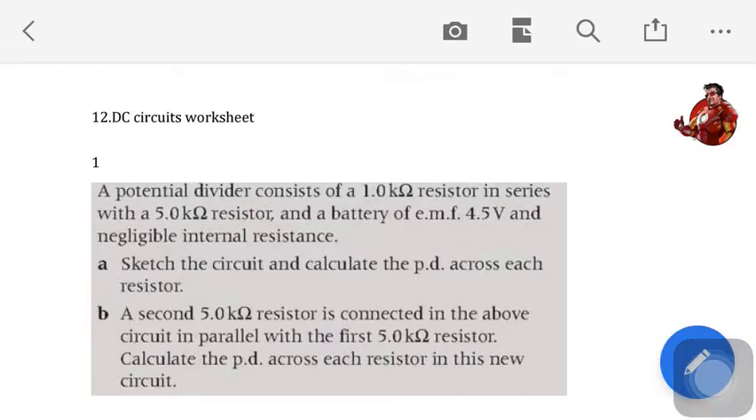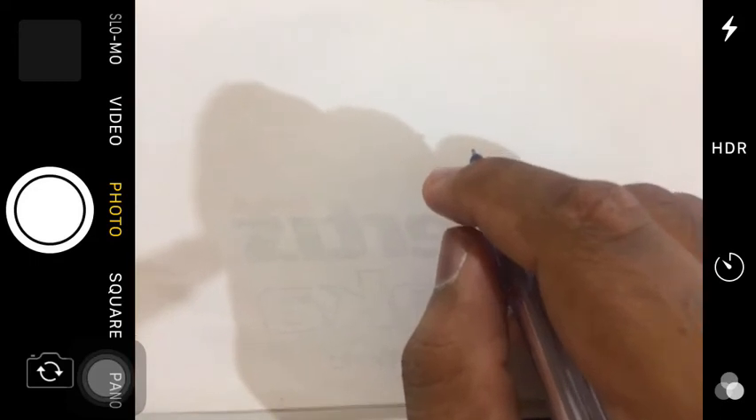The next question we're going to look at is this one. They are first asking you to sketch the circuit. The resistors are 1 kilo ohm and 5 kilo ohms, and the EMF of the battery is 4.5 with negligible internal resistance.